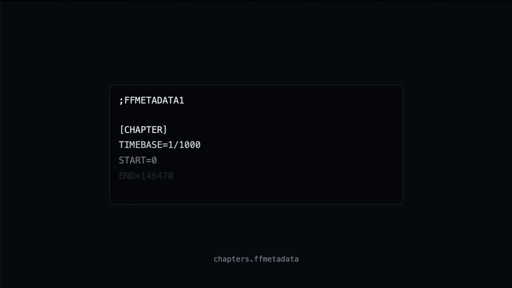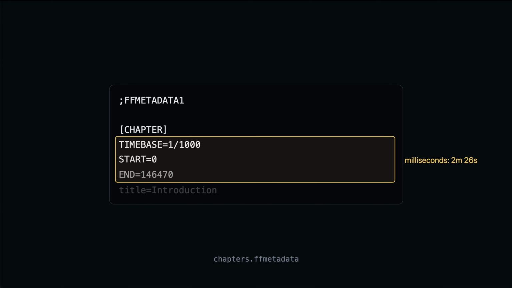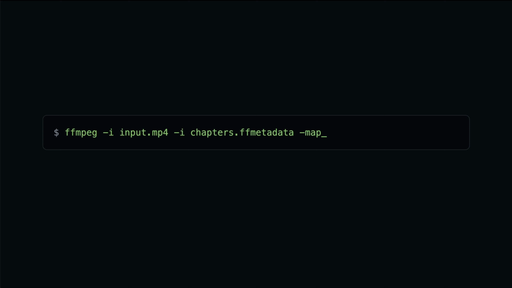FFmpeg uses its own format called FF metadata. It's more verbose, but it round trips well through a re-encoding pipeline, which is usually why you'd choose it. Each chapter block declares a time base, a start, an end, and a title. The time base of 1/1000 means those numbers are milliseconds. So the value on screen here is 2 minutes and 26 seconds, which matches the text file we just looked at. Then you remux the file to attach them.